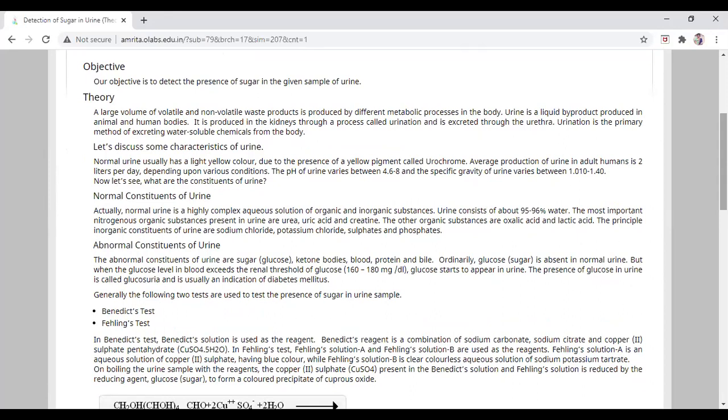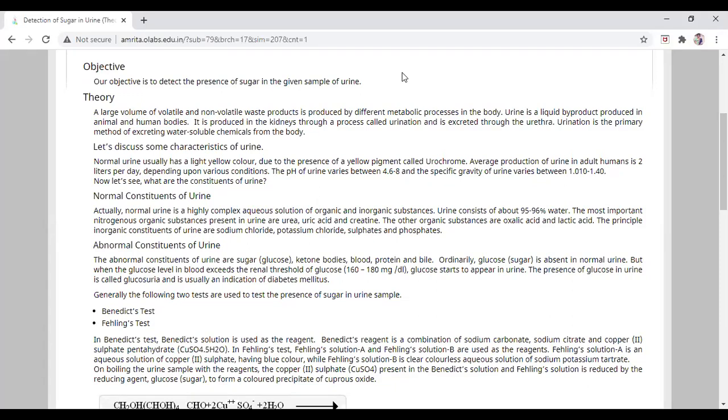Theory: a large volume of volatile and non-volatile waste products is produced by different metabolic processes in the body. So in our body, there are always many metabolic or chemical reactions going on. As an outcome of those processes, toxic nitrogenous waste is created in the body. So urine is a liquid byproduct produced in animal and human bodies. It is produced in the kidney through a process we can call urine formation. And urination is the process through which it is excreted.